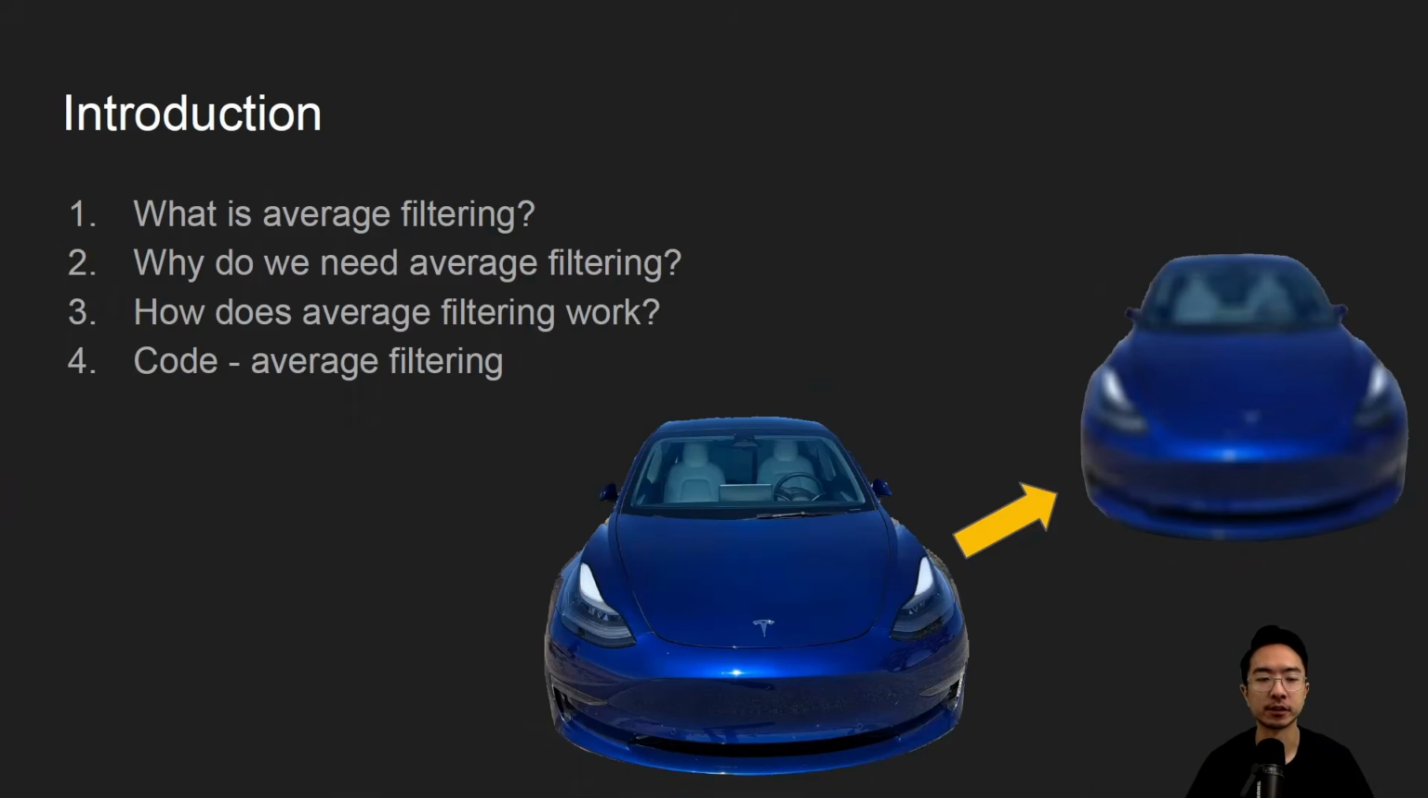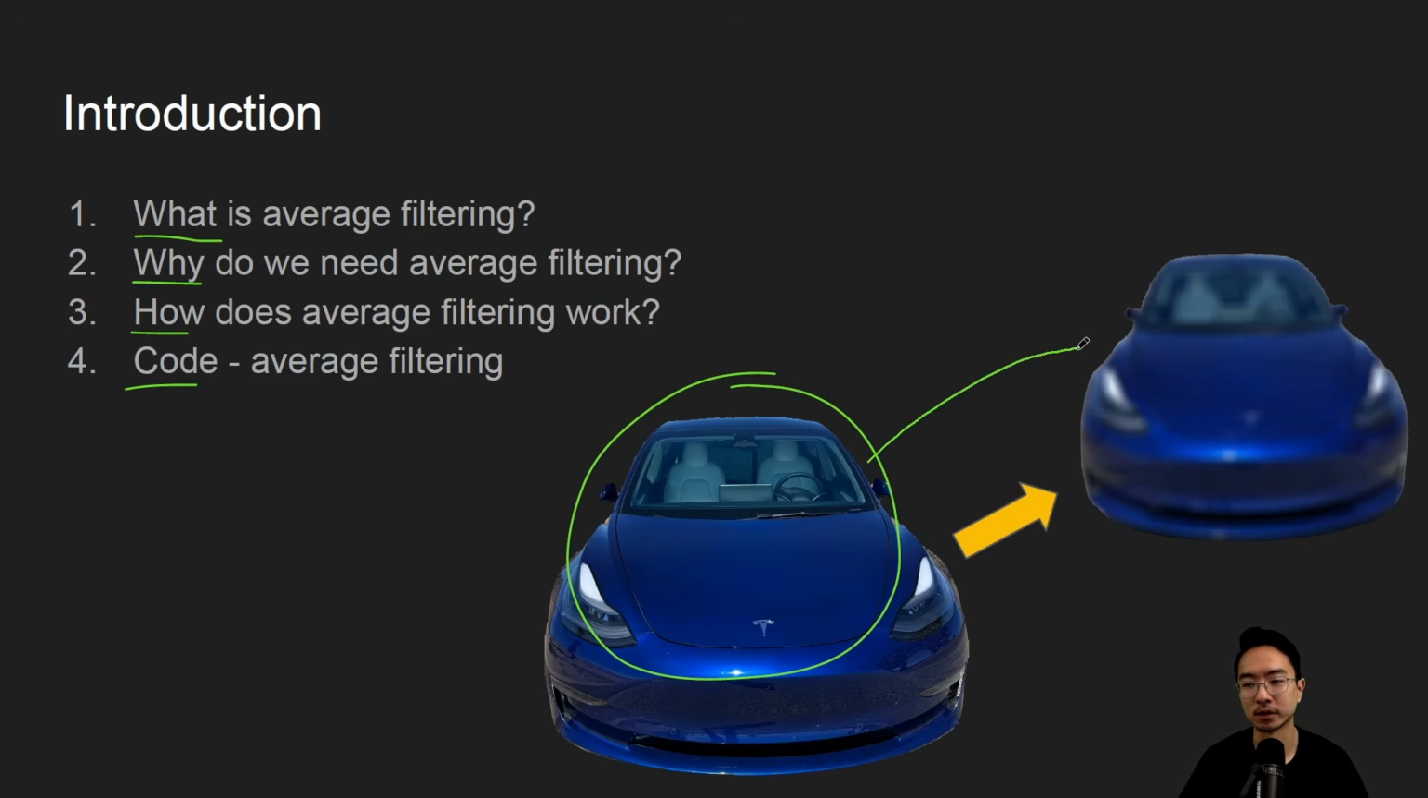All right, in this video, we're going to talk about average filtering in OpenCV using Python. We'll start off by saying what it is, why we need it, how it works, and jump straight into a coding example. By the end of this video, we will see how we can transform this image here to this blurry image here on the right.